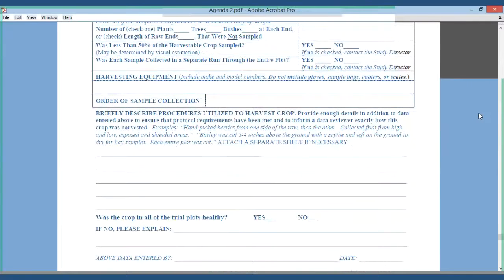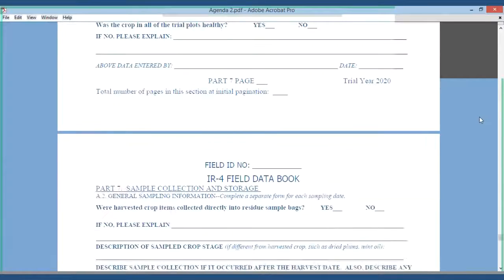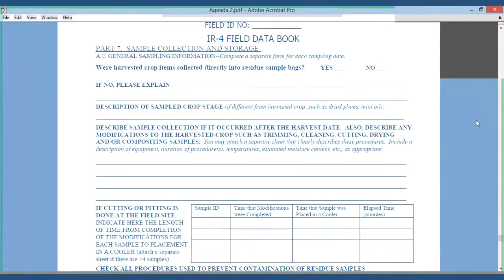Okay. Next page, please. So here's where you're putting it into storage. So were the harvested crops collected directly into residue bags, either yes or no? Because in some cases, you may sample later. There are a few examples of this.